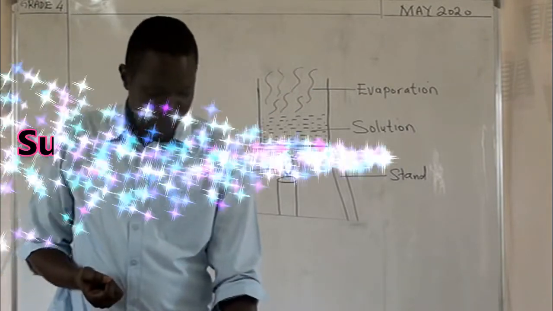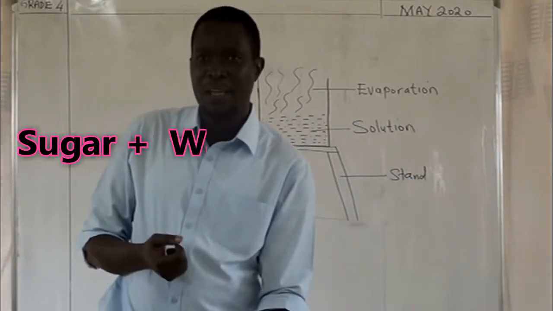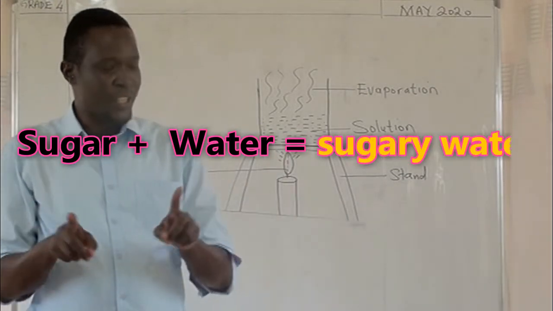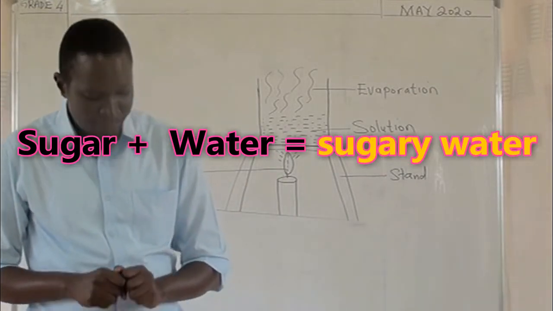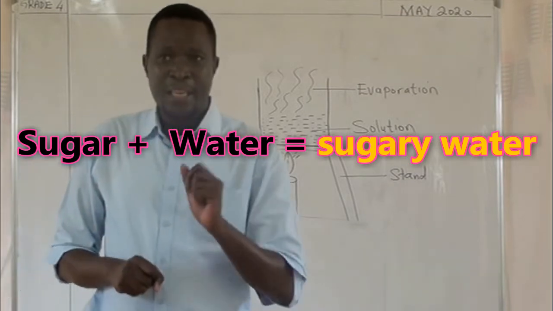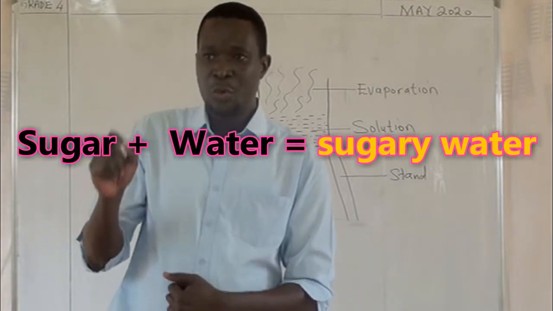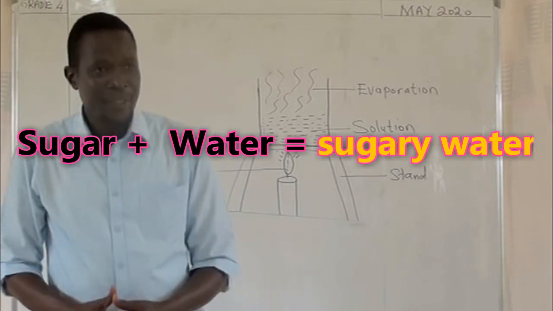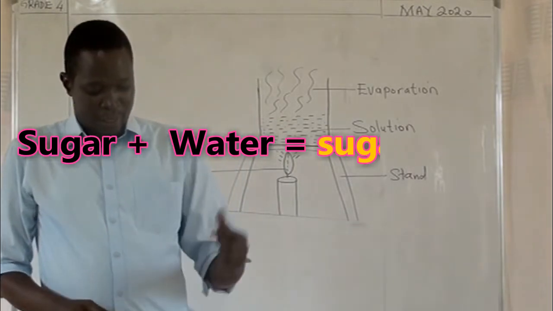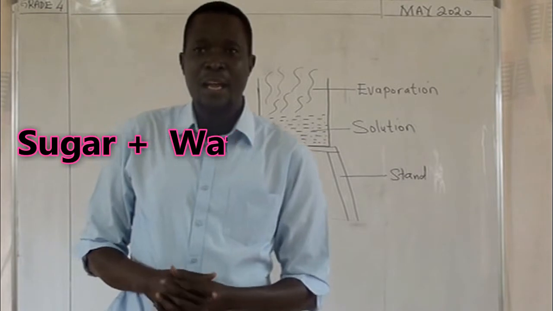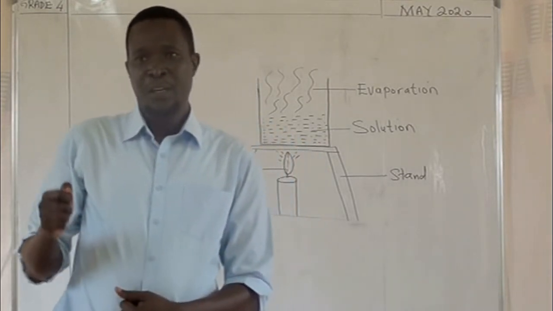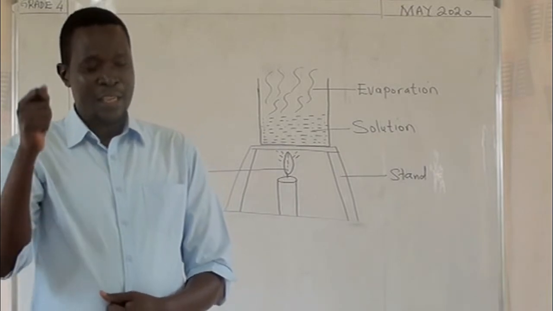Two, if I have water and sugar and I happen to mix the two, what I will get is sugary water, that is sweet water. So, that sugary water is a solution of water and sugar.